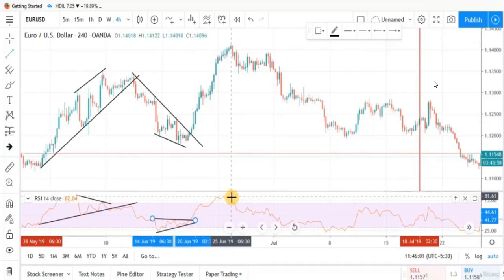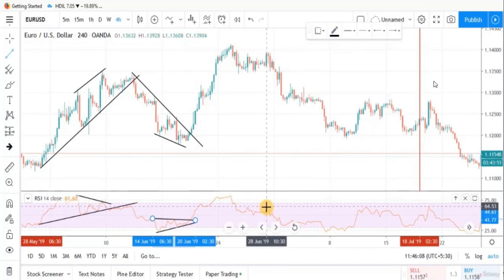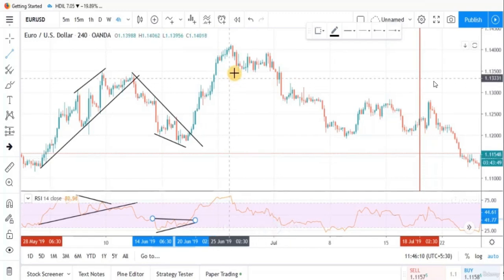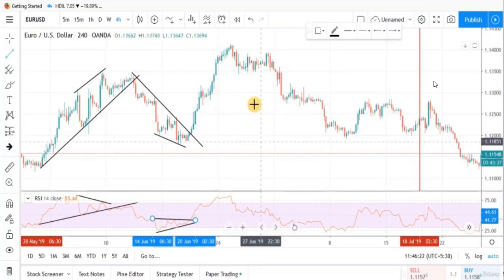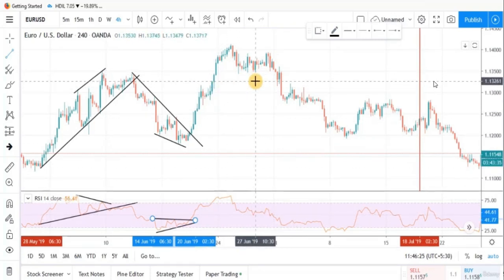Then see, RSI is in overbought range. This peak is in overbought area, but the second peak is below the first peak. But if we see the price chart, prices are also going in downward direction. So both indicators and prices are in agreement. This is not a divergence signal.